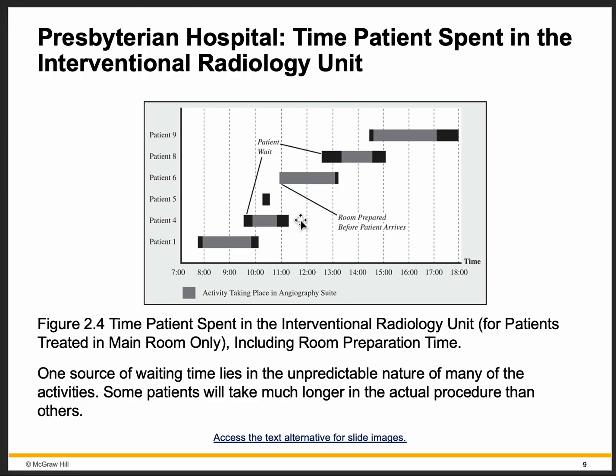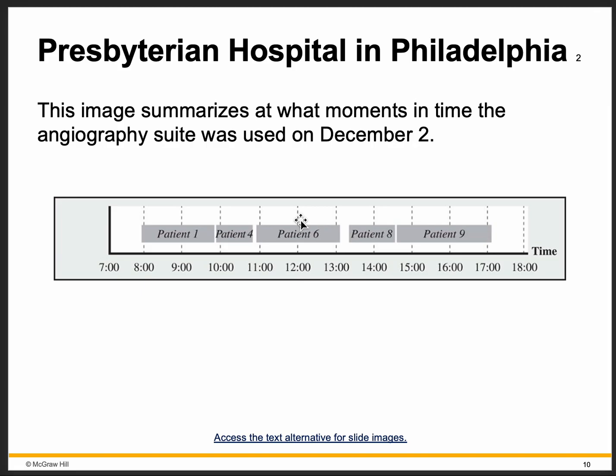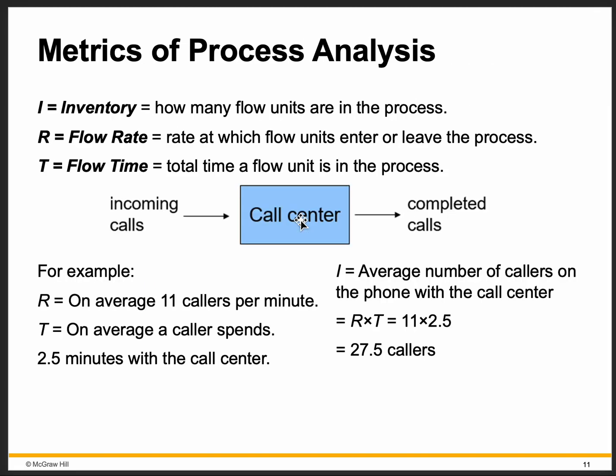Now, when looking at a process and trying to figure out, well, is this process efficient? Is this process running the way it should be running? Can we do better? To answer all of these questions, we have to start at the basics. So look at some basic things that you need to know to analyze a process. The three main metrics you need when analyzing a process are: the inventory, which is how many flow units are there in the process; the flow rate, the rate at which flow units enter and leave the process; and flow time, how long it is between entering and leaving the process for a particular flow unit.